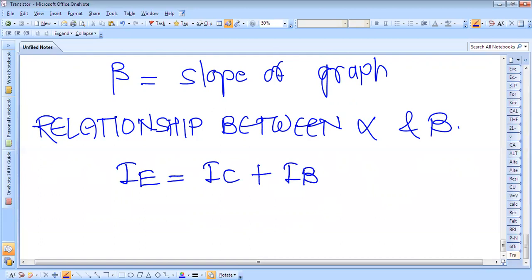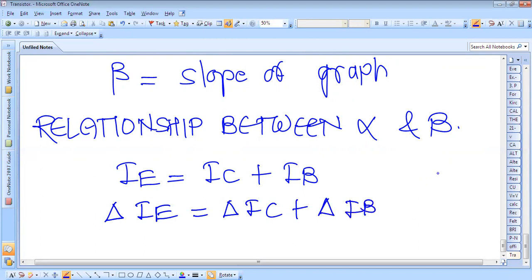Okay, so this is for the common base circuit. Emitter current is equal to collector current plus base current when the circuit is common base. We have seen this relationship. Therefore, change in emitter current equals change in collector current plus change in base current, and we can also write it like this. So from this, alpha, you know what is alpha?